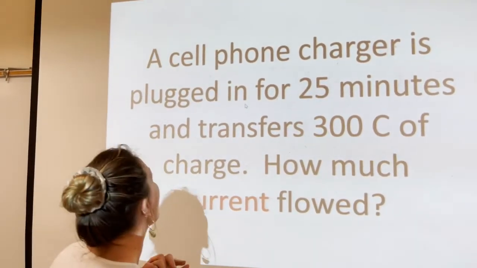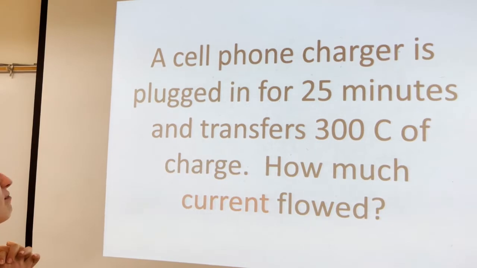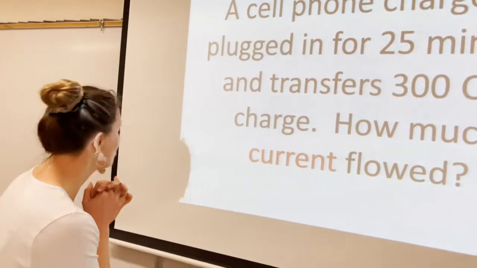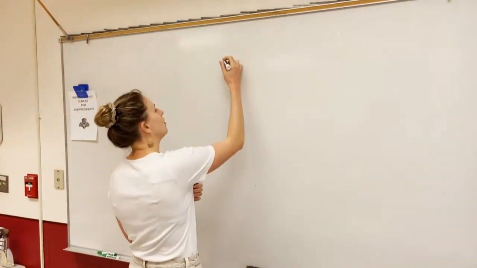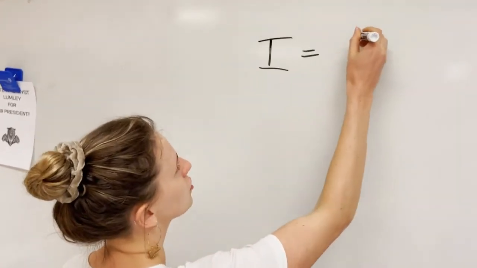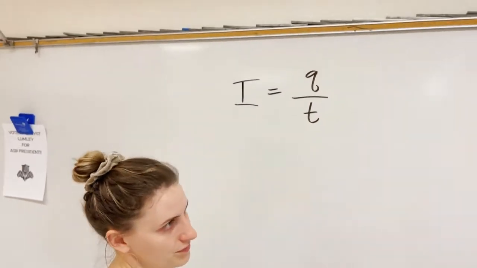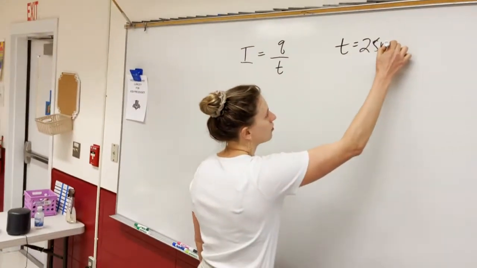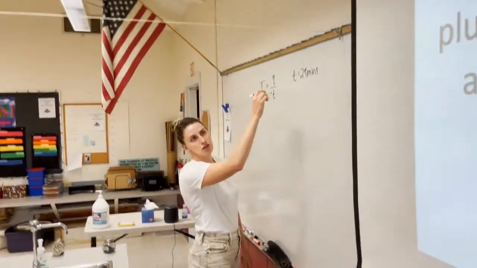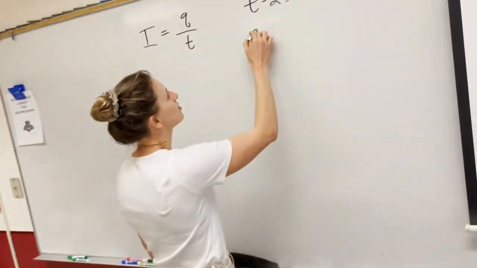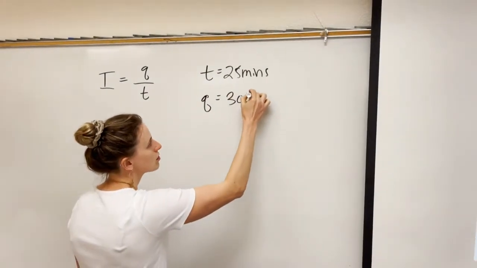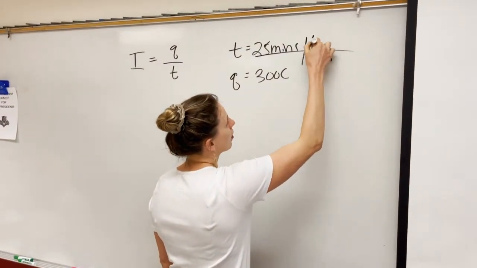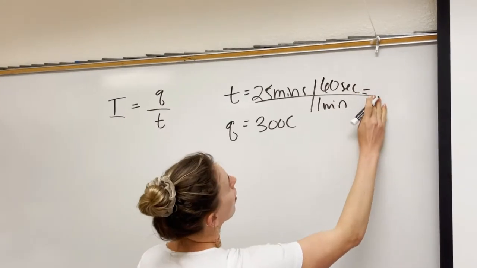Okay, we're going to switch gears. A cell phone charger is plugged in for 25 minutes and transfers 300 coulombs of charge. How much current flowed? What was that equation for current again? Current was charge over time. Our time is 25 minutes, and our charge is 300 coulombs. Can we use minutes? No, because current is amperes, which is coulombs per second, so we have to have the time in seconds.